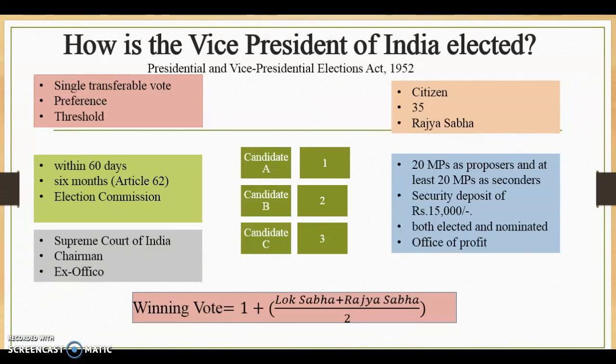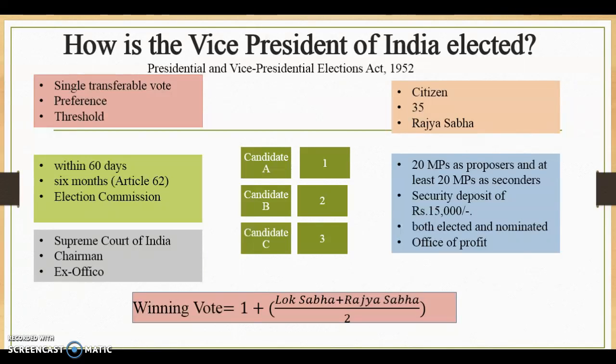To minimize the number of candidates who can contest the election, and to minimize the confusion among the voters, the Constitution has a provision that the candidate should be proposed by at least 20 MPs and seconded by 20 MPs. Only then will he be eligible to contest the election of the Vice President. And he will have to deposit a security deposit of 15,000.